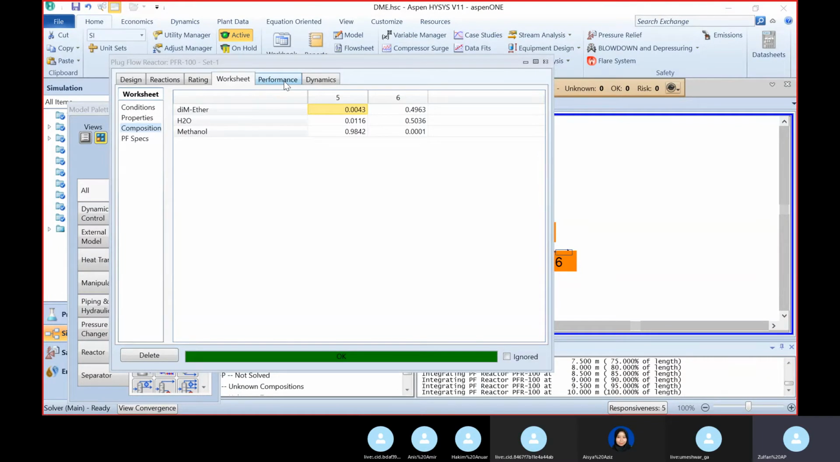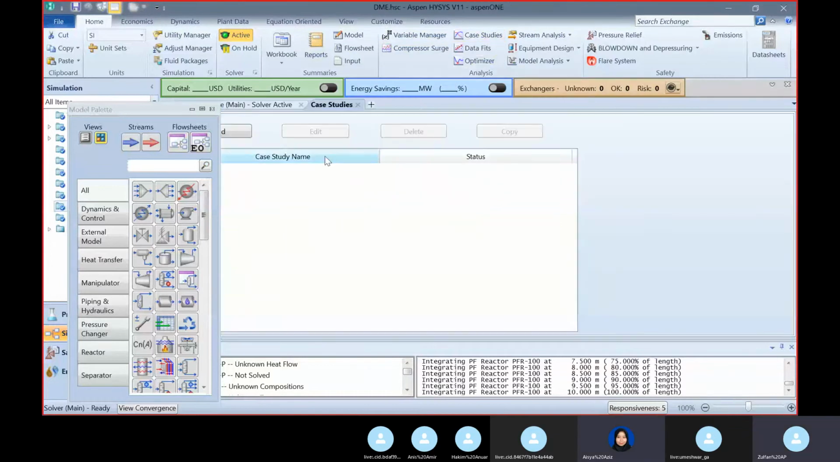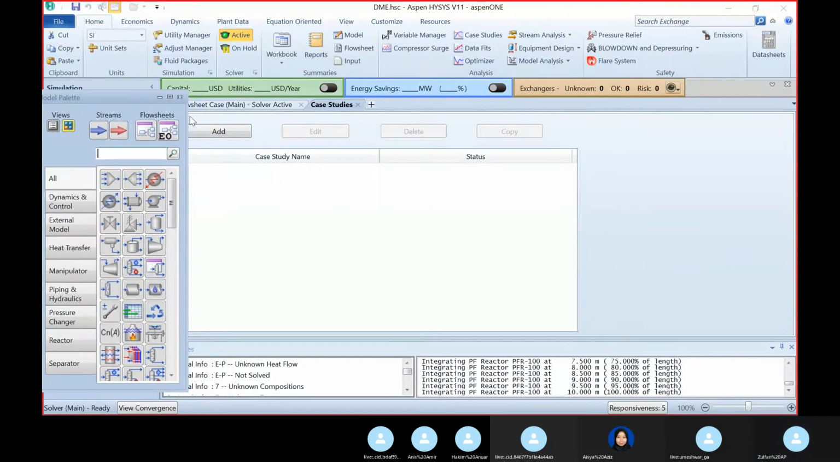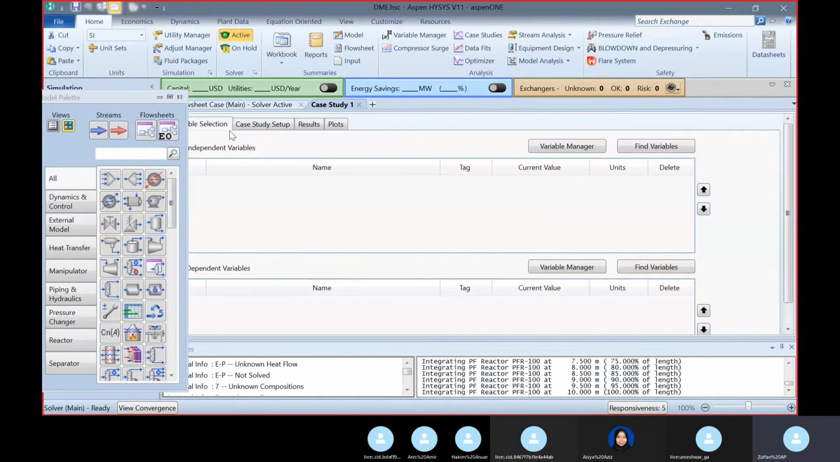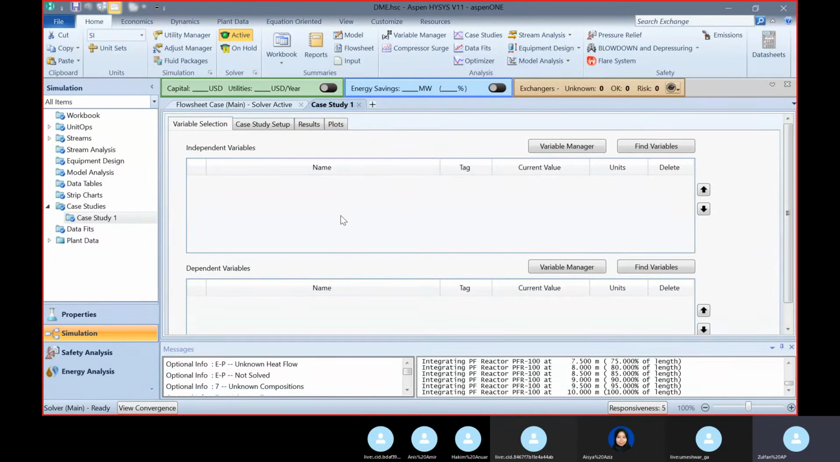So you go to the case studies tab. Can you see case studies there? Okay. Yeah, exactly. So add, yeah, exactly. Now just close this palette, yeah. I mean, it's really irritating. Close it. So now just go to the variable manager, for example. Let's see what happens.